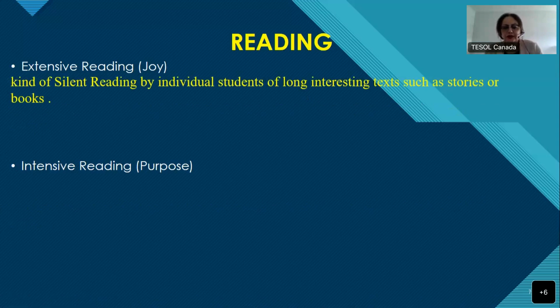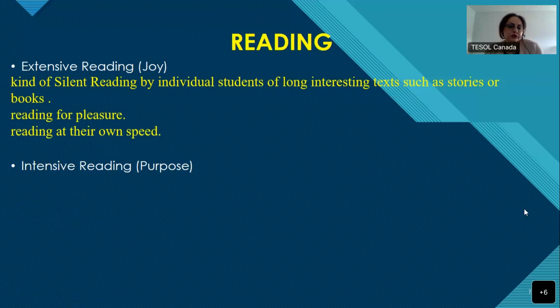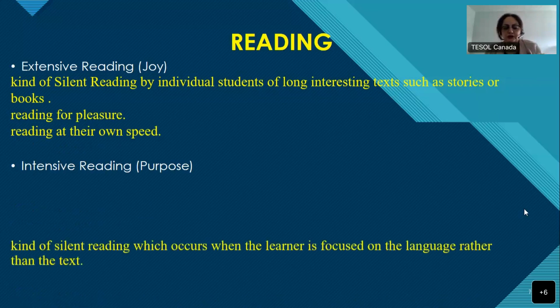So extensive reading is a kind of silent reading by individual students of long, interesting texts, such as stories or books, or maybe even a newspaper or magazine that they enjoy reading. So they read it for pleasure and at their own speed. Some people read fast, but some people read slowly, or they need time to read a page, but some people can read 3 or 4 pages in a few minutes. So it depends on their own speed.